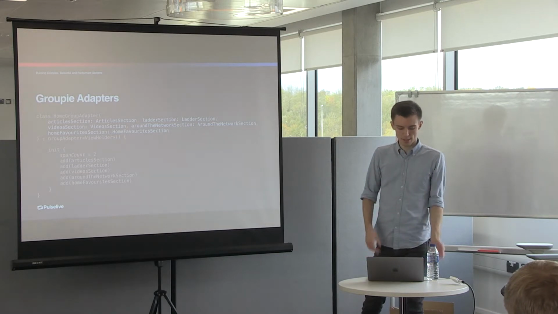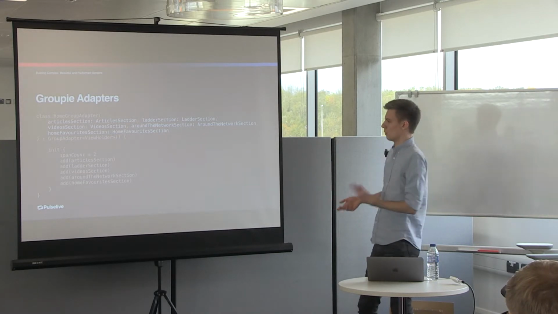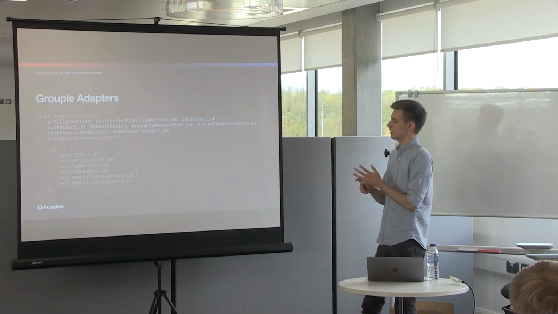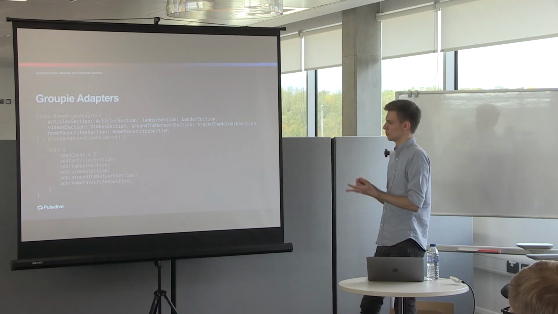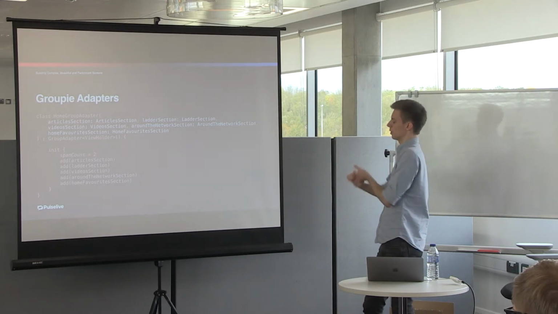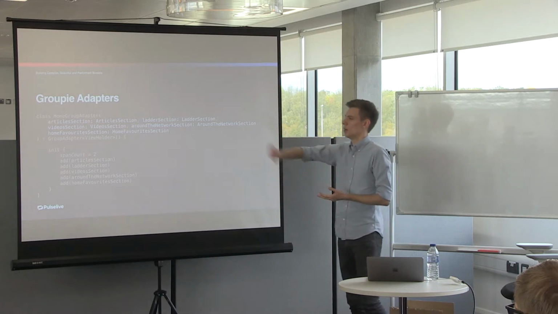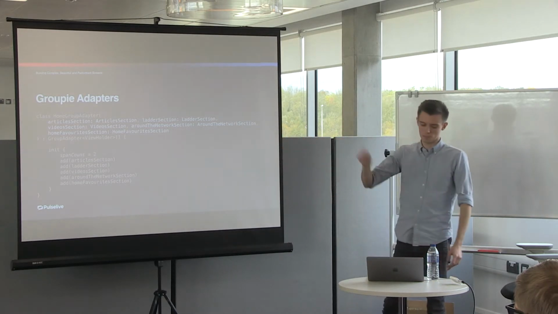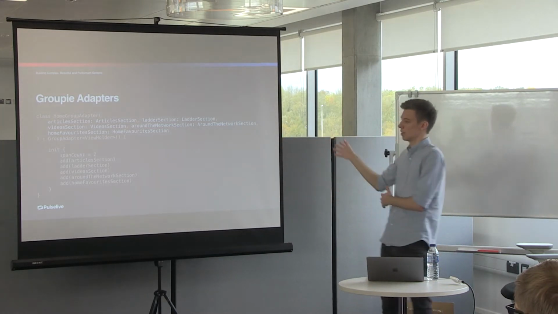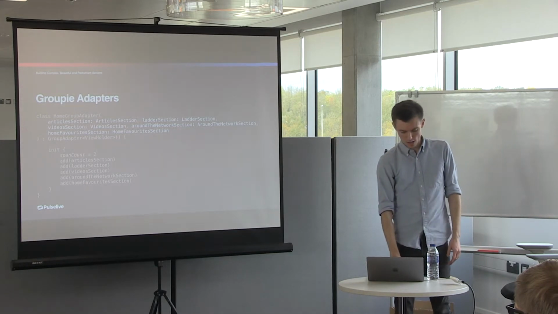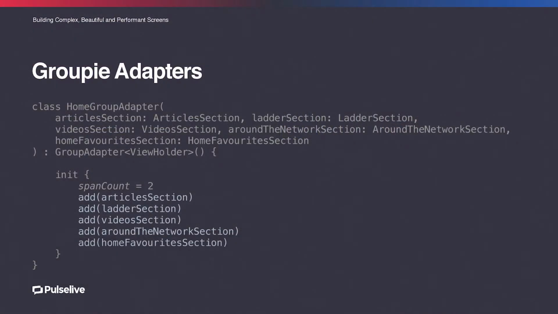So in FFA, the example I showed you, we have an article section. We have ladders, which is like league tables for football. Videos, around the network, which is a new section. Then home favorites, which is where the user can pick their favorite team. These are all the sections we have in our home screen. So we take all those sections in and just add them to the group adapter. We've already defined all the rules of those, so those sections already know what their headers are and what their placeholders are. So we add them to the adapter.